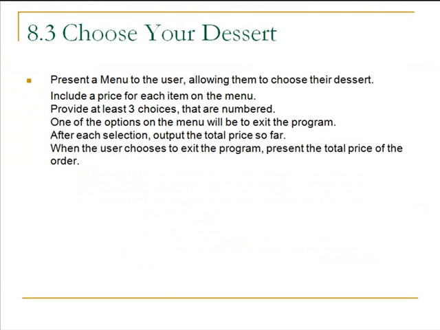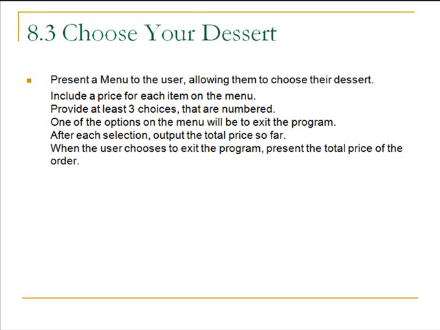Okay, here is your last spec in this segment. This one is a little more code, but in some ways it's an easier problem. So it's called Choose Your Dessert, and we're going to present a menu to the user, allowing them to choose what desserts they want, and we'll include a price for each item on the menu, and at least 3 choices that are numbered. So we'll number our dessert options, and there will be an option on the menu to exit the program, so you've ordered enough desserts.